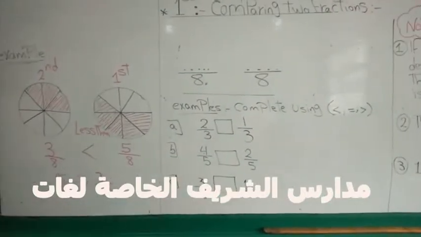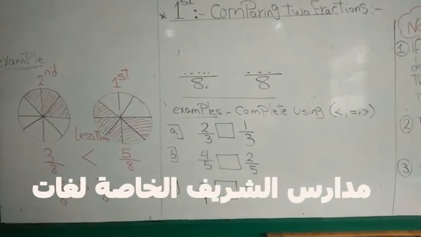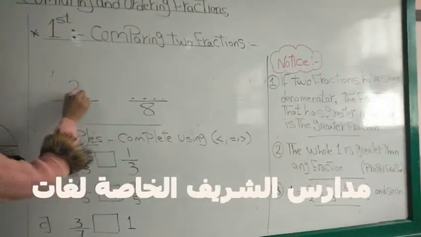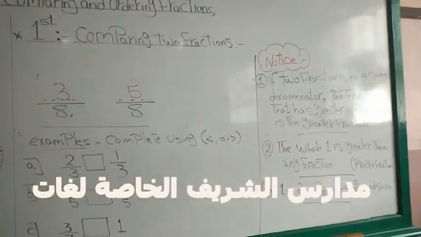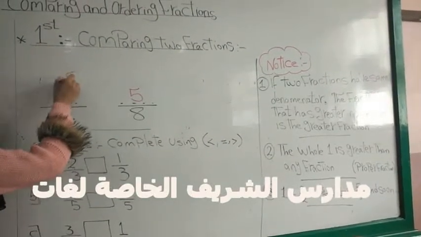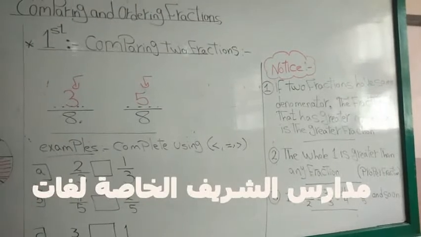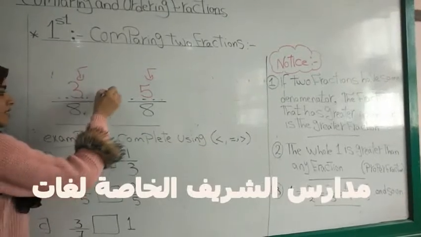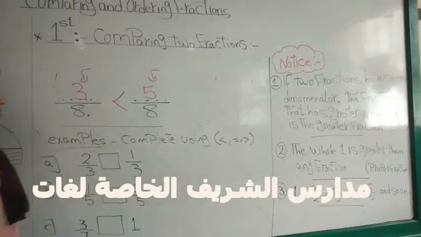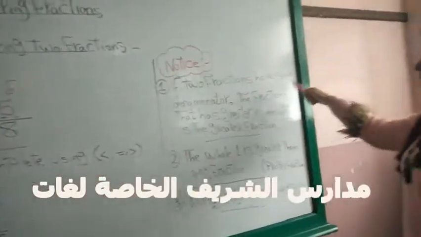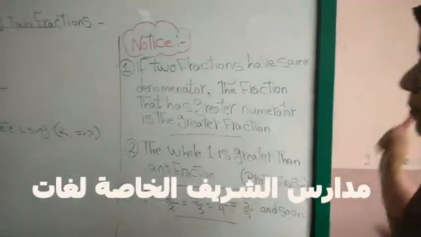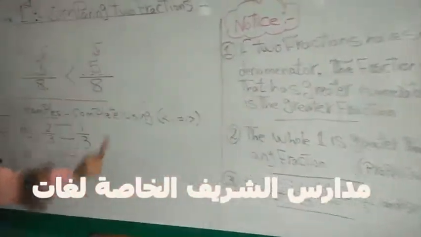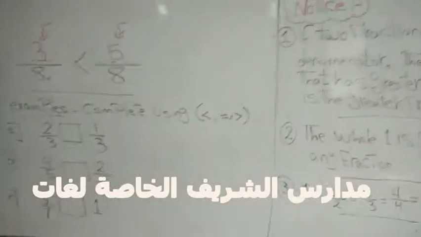Without looking at the shaded or colored part, we can say that if two fractions have the same denominator, we only look at the numerator. If the numerator of the first fraction is less than the second numerator, the first fraction is less than the second fraction. So if two fractions have the same denominator, the fraction that has the greater numerator is the greater fraction. By the way, complete using less than, equal, or greater than.